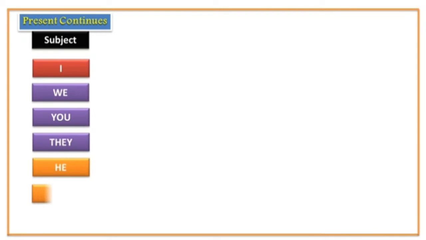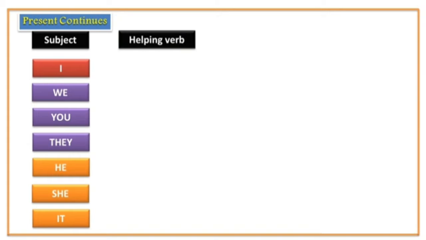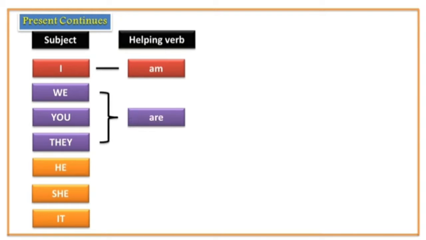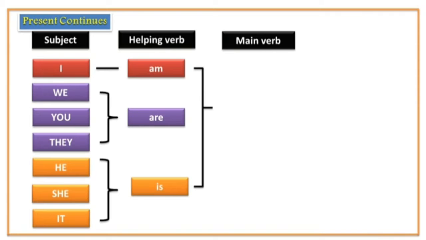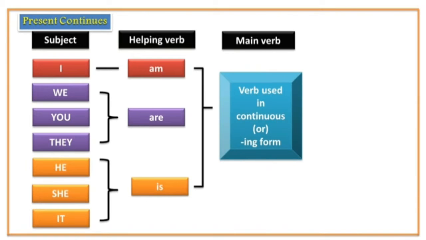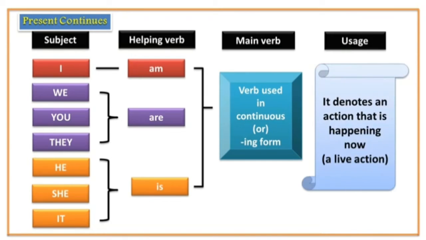Helping verbs are used in present continuous. Subject: I am, we are, you are, they are. For the third person, he is, she is, it is. We use the present continuous tense to express an action that is going on at the time of speaking, or live action. Look at the following examples.